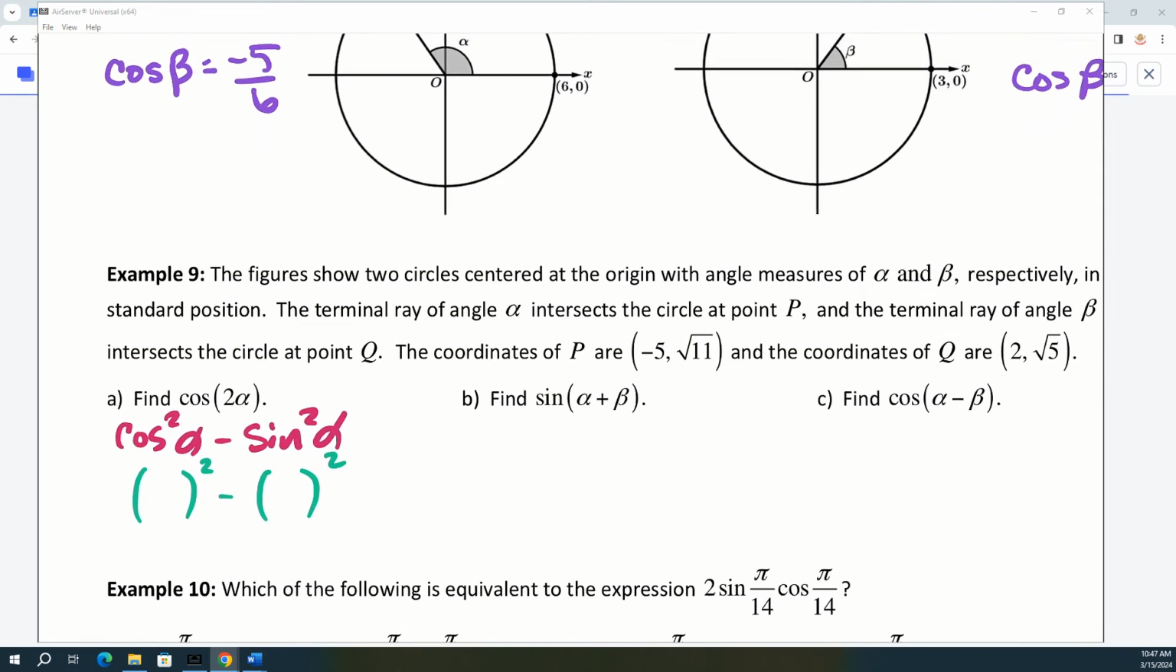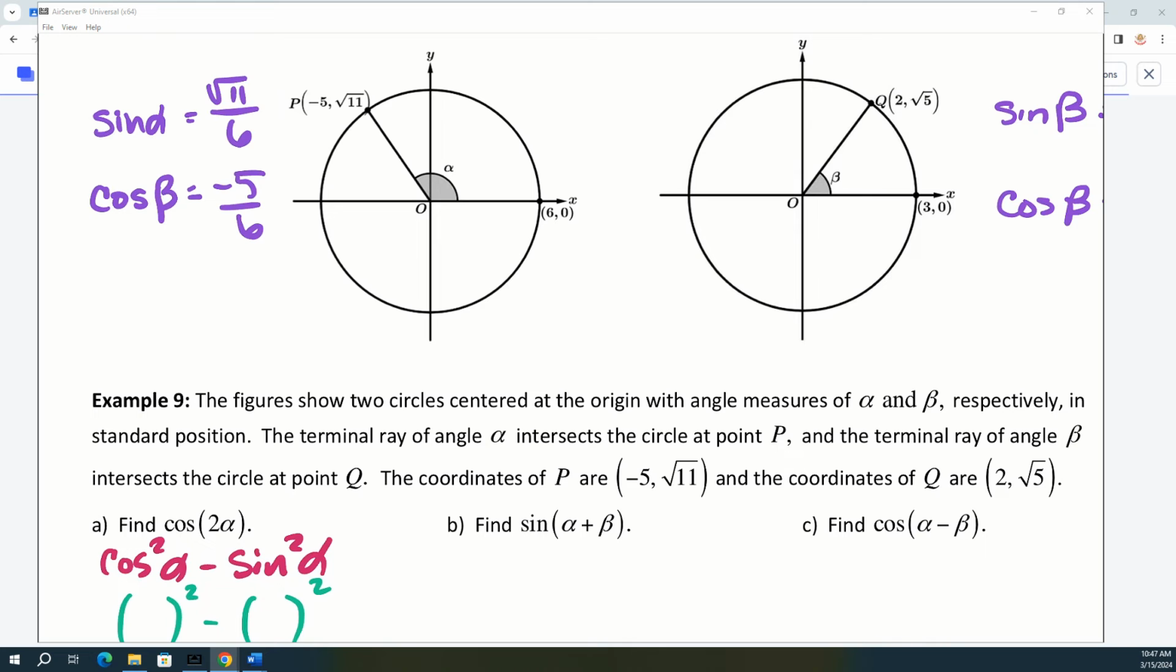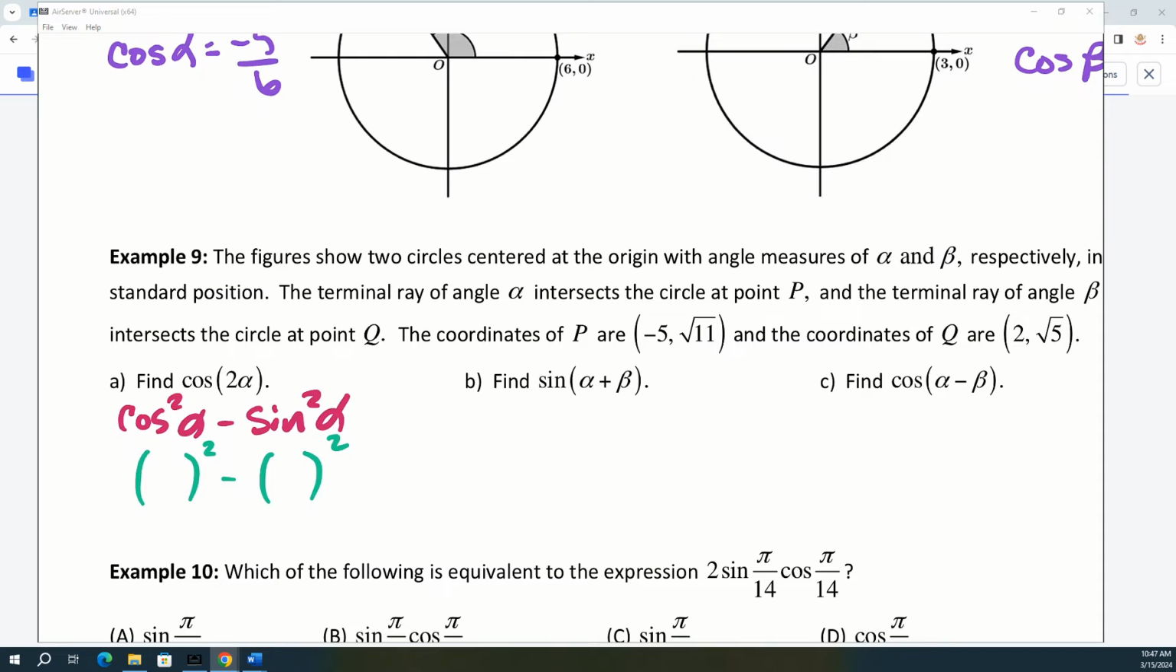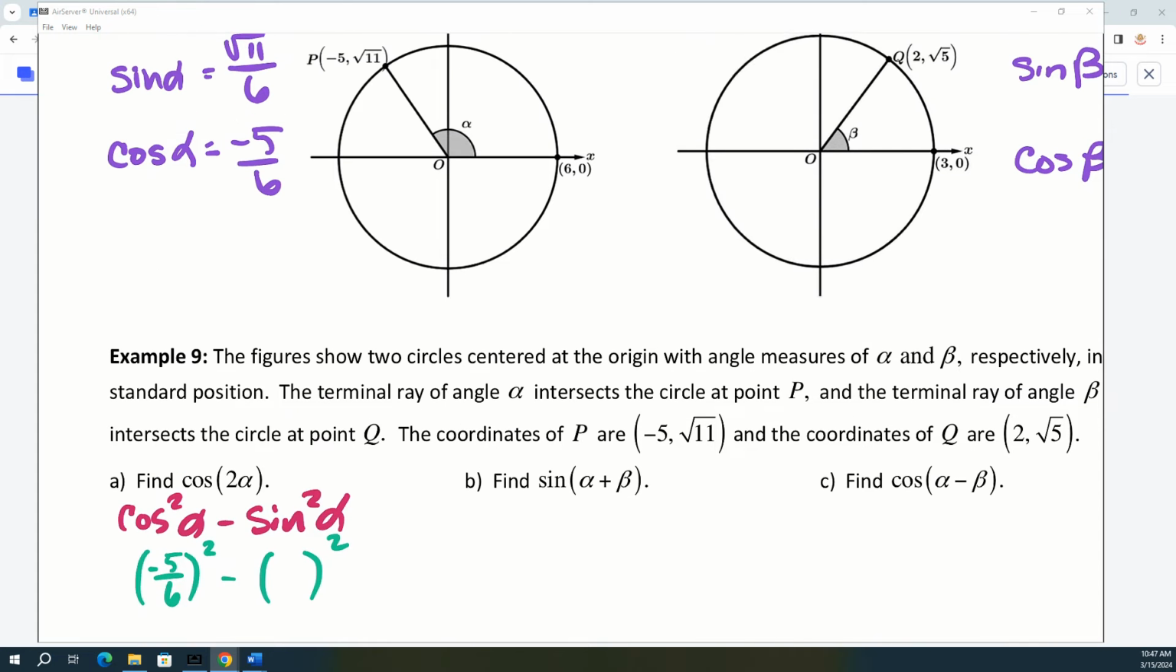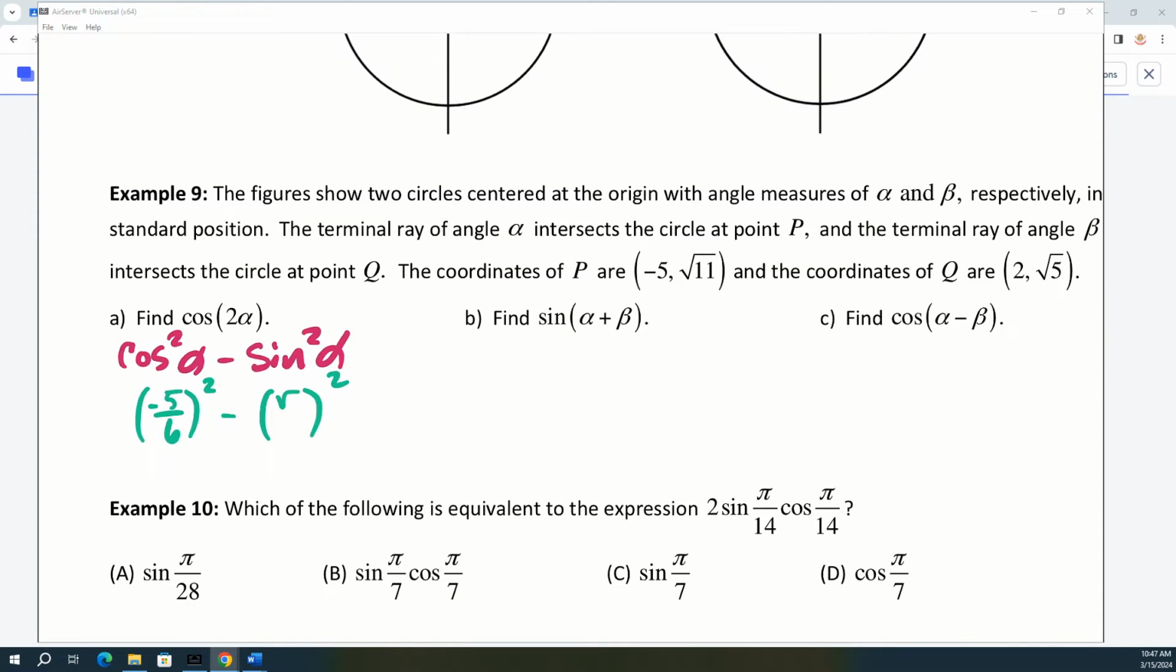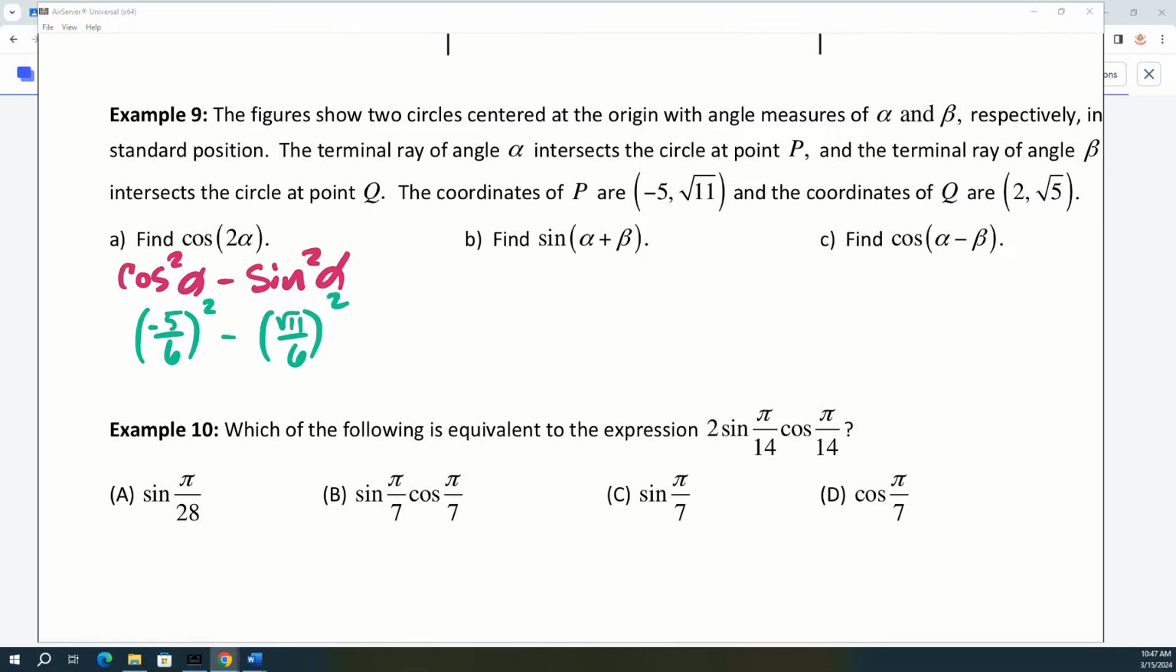So hold on, I labeled this wrong. So cosine of alpha is negative 5/6. So I'm going to put that in for cosine of alpha. And then sine of alpha is square root of 11 over 6. All right, so when you square a fraction, you're just going to square the numerator and square the denominator.